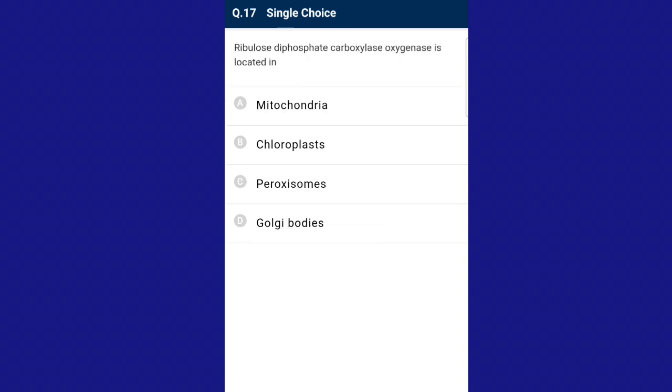Question number 17. Ribulose diphosphate carboxylase oxygenase is located in. Carboxylation is the fixation of carbon dioxide into a stable organic intermediate that occurs in chloroplast. So the answer for this question is option B, chloroplast.